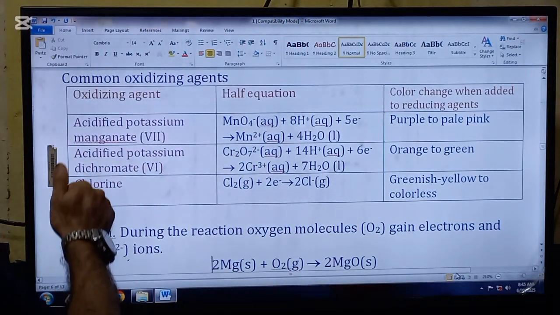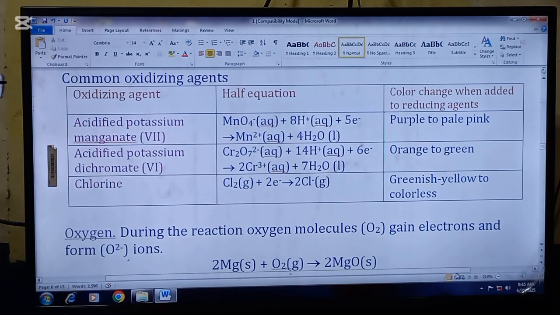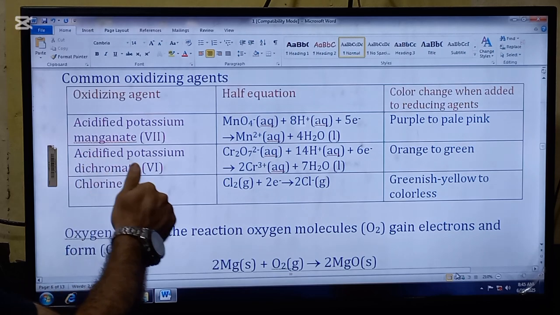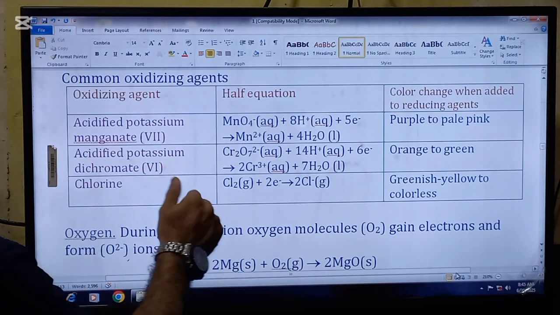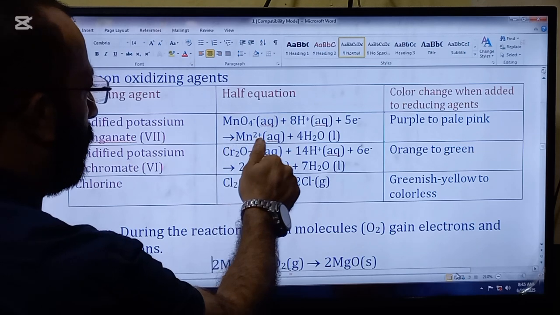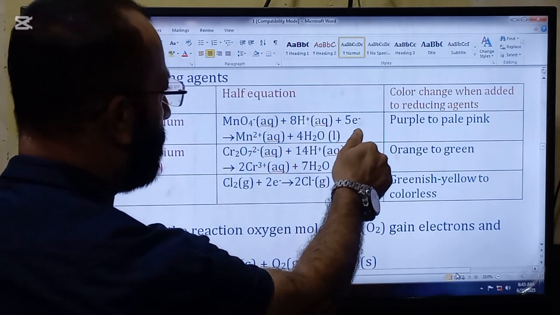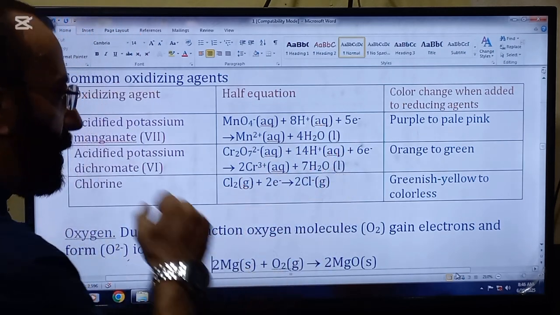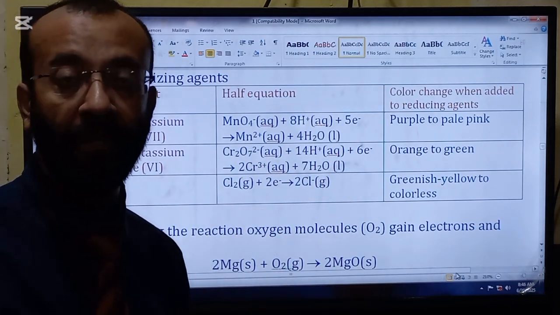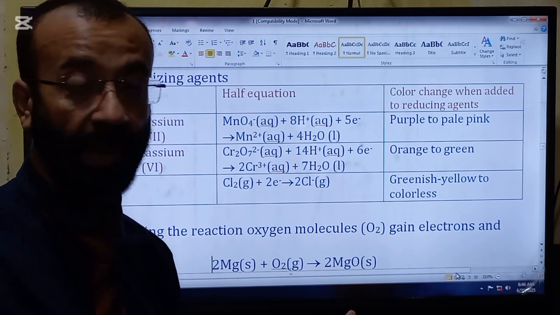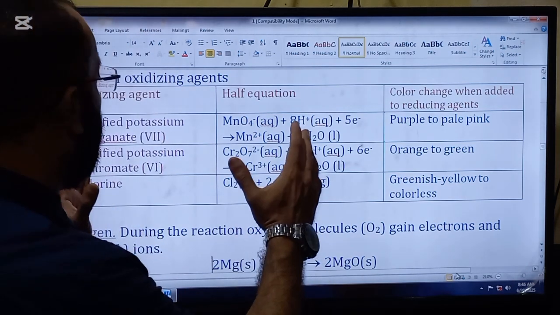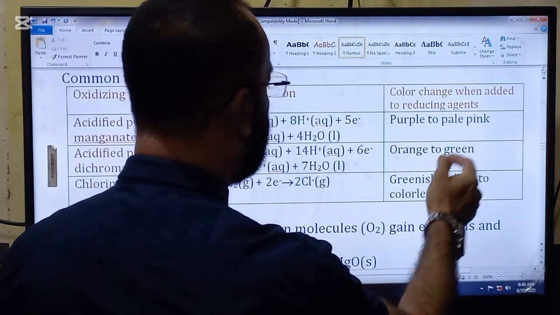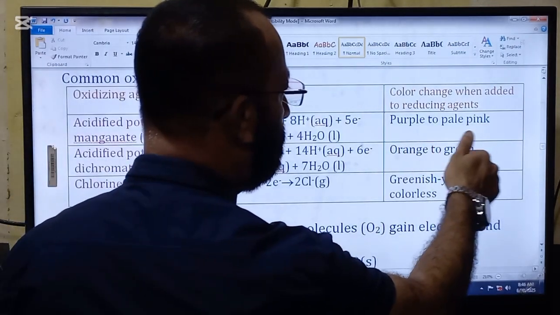The first topic is common oxidizing agents. Acidified potassium manganate is a very common oxidizing agent. The half equation is this: MnO4- plus 8H+ plus 5 electrons forms Mn2+ plus 4H2O. These half equations you have to learn because they usually come in the paper. Its color, when added to a reducing agent, changes from purple to pale pink.